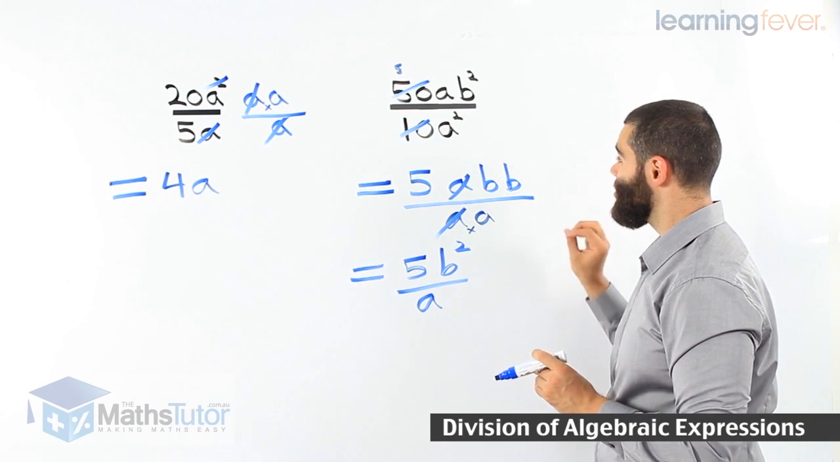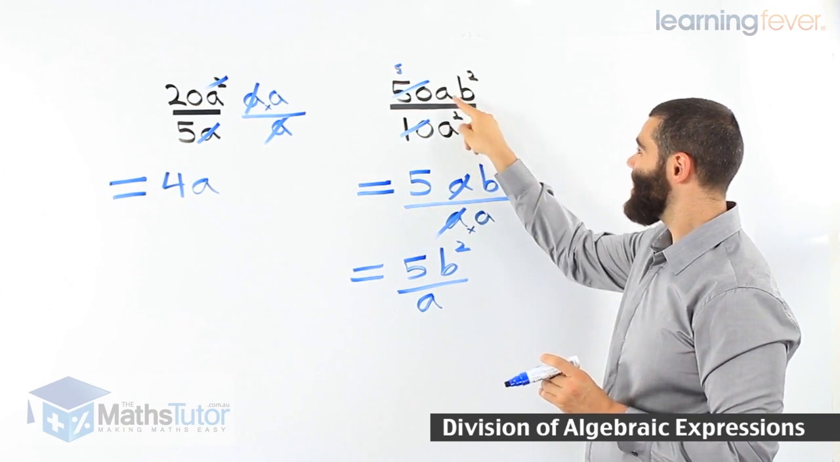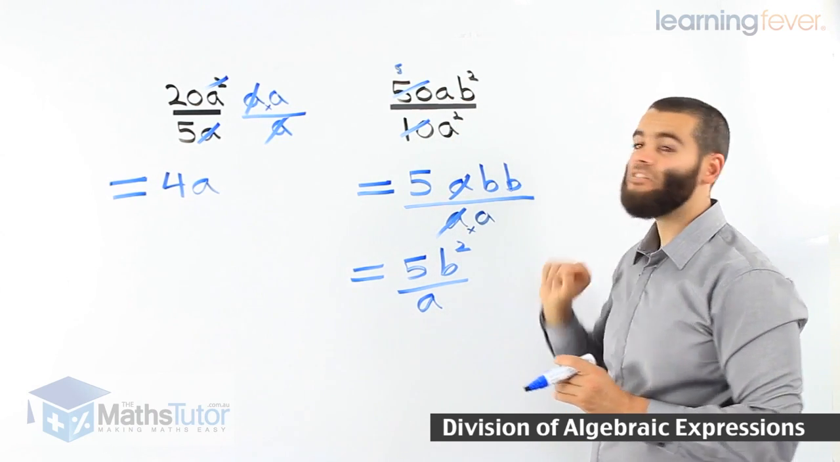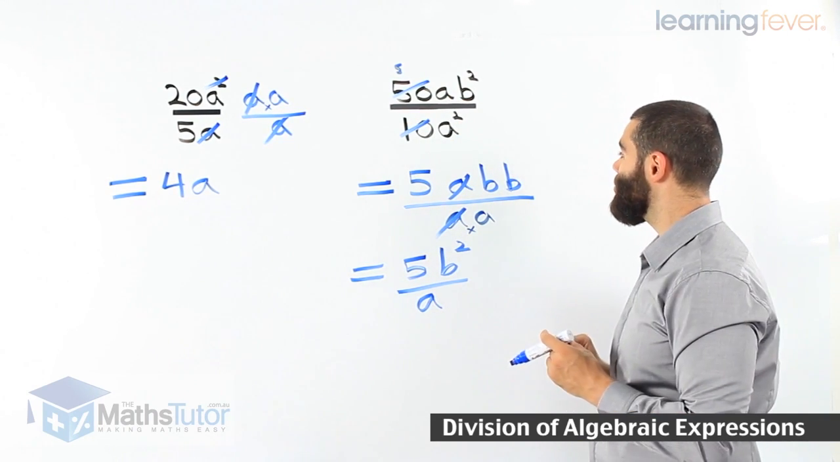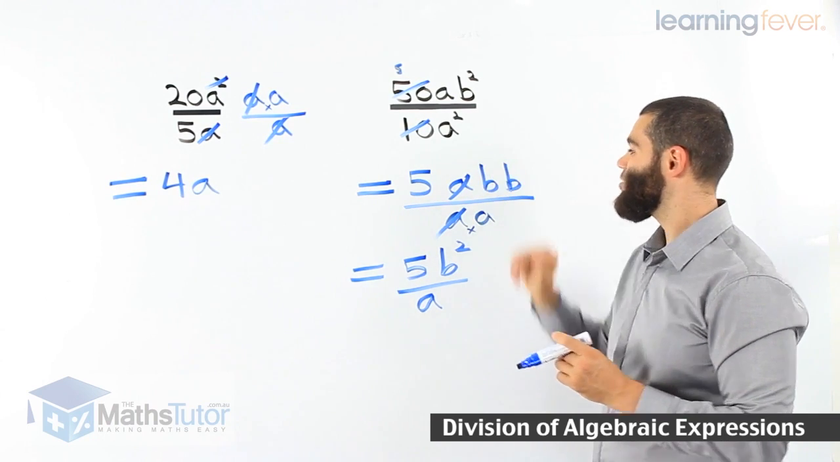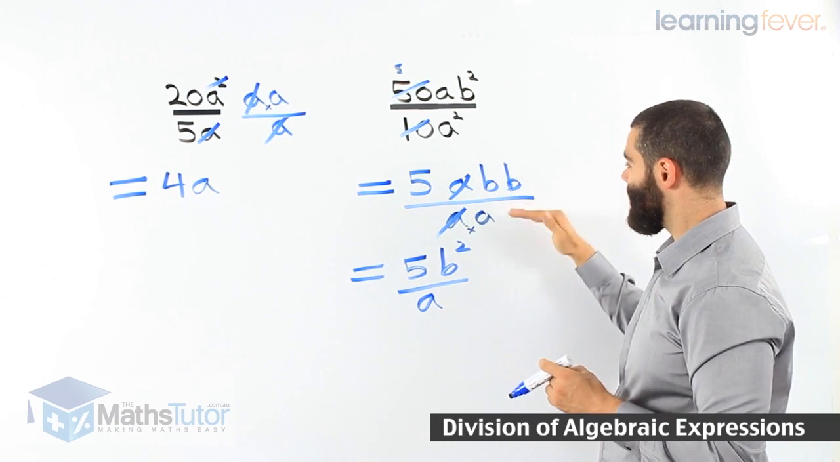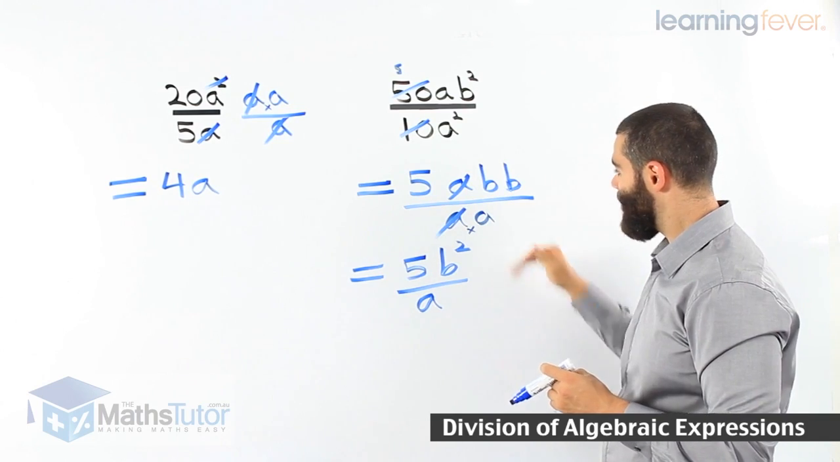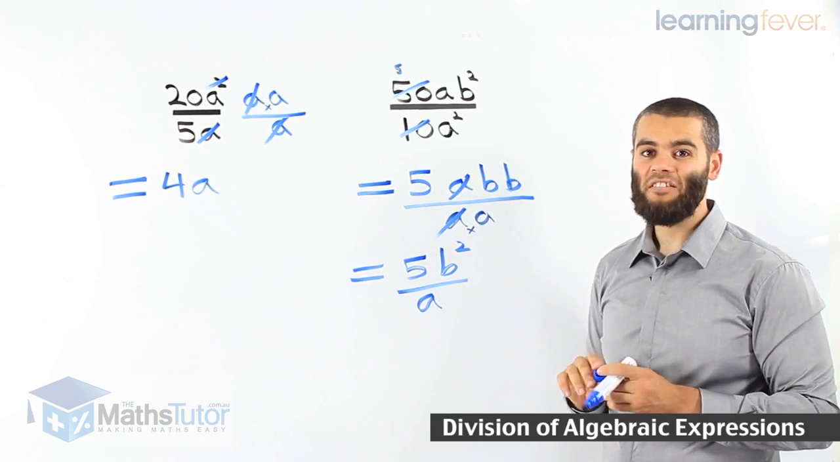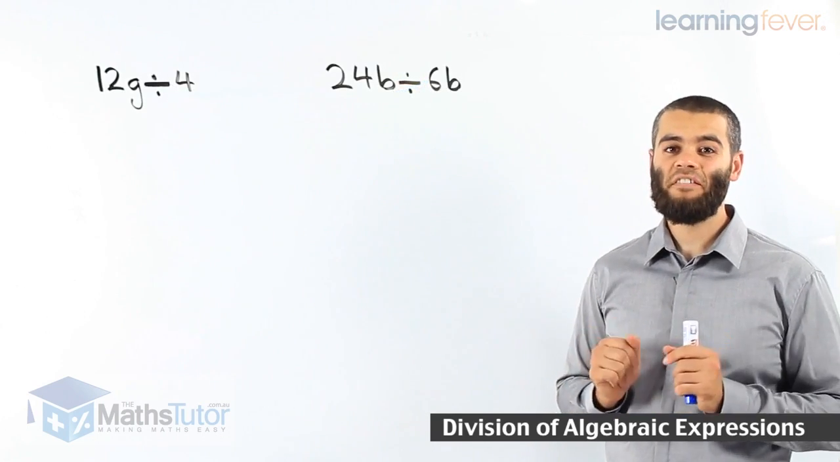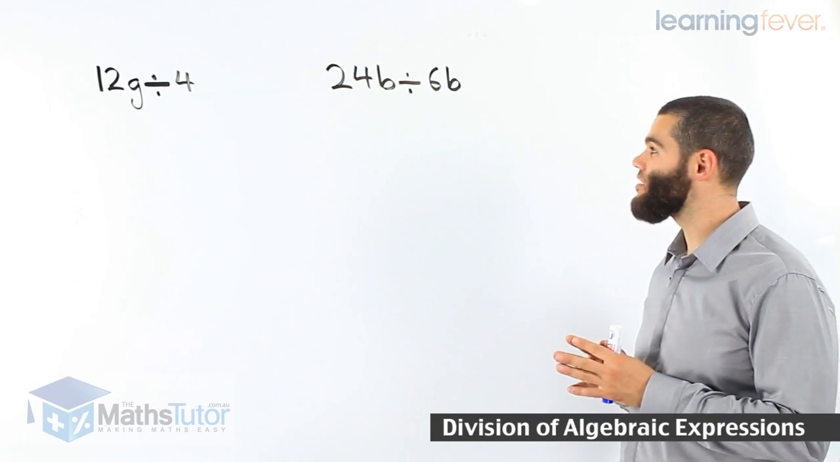Very important. You need to know that A is just 1A, B squared is just B times B, and A squared is A times A. If you break it up, you can understand how it works, and you get our final answer.